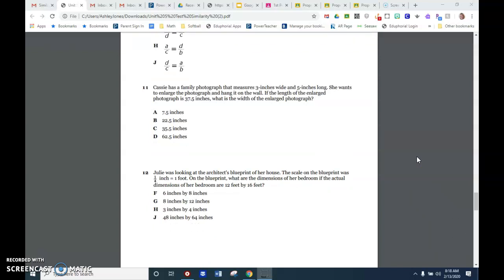Number 11. Cassie has a family photograph that measures 3 inches wide and 5 inches long. She wants to enlarge the photograph and hang it on the wall. If the length of the enlarged photograph is 37.5 inches, what is the width of the enlarged photograph? A, 7.5 inches. B, 22.5 inches. C, 35.5 inches. D, 62.5 inches.